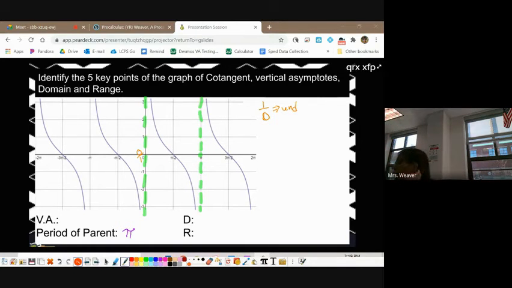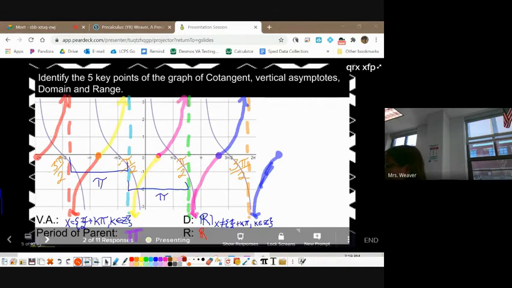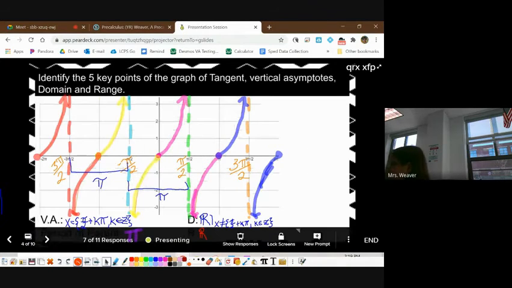Okay. Now, tangent had an asymptote in the middle. And I should have said that. I'm going to jump back to that slide, so I apologize. I forgot to tell you guys how I remember this one.